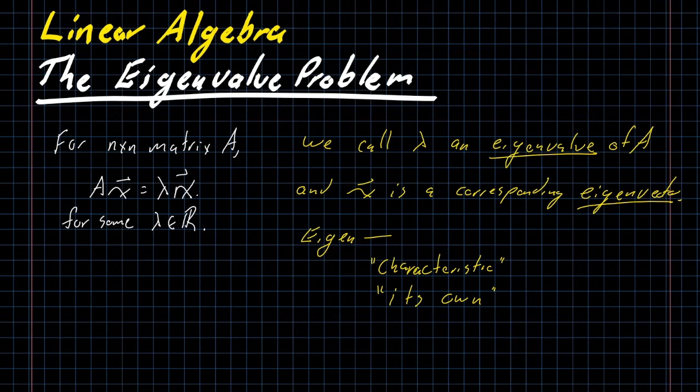The root word there, which we horribly mispronounce in English as eigen, is from a German word that I'm not going to attempt to pronounce. The translation comes with the ideas of a characteristic or an ownership or a possessiveness. So the eigenvalues of a matrix are in some way characteristic of the matrix.